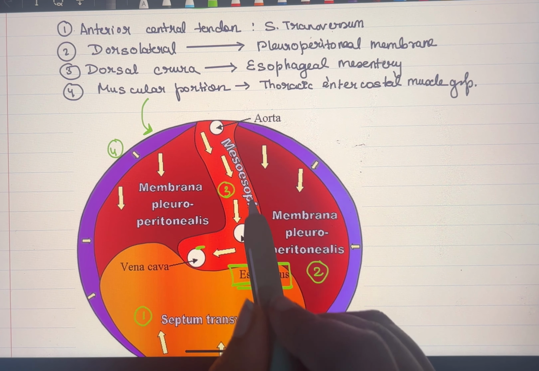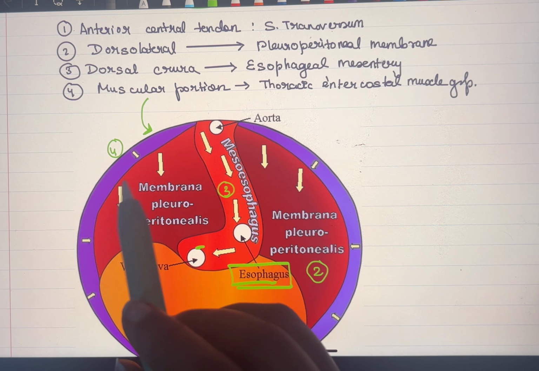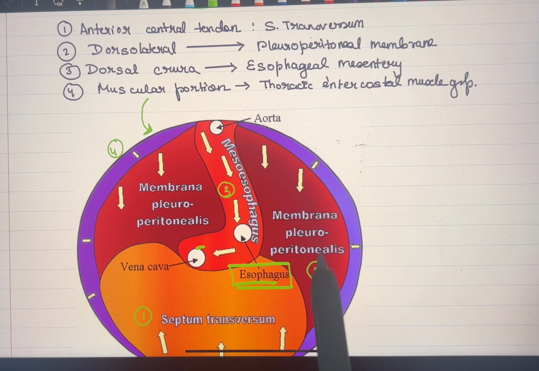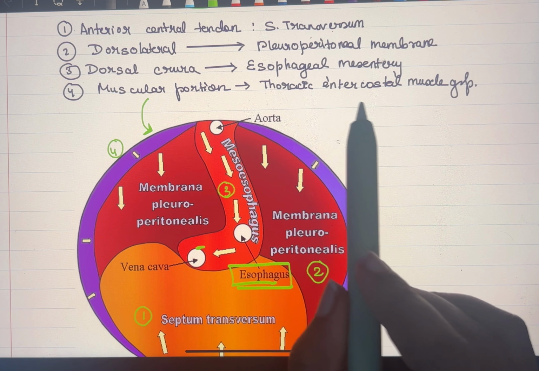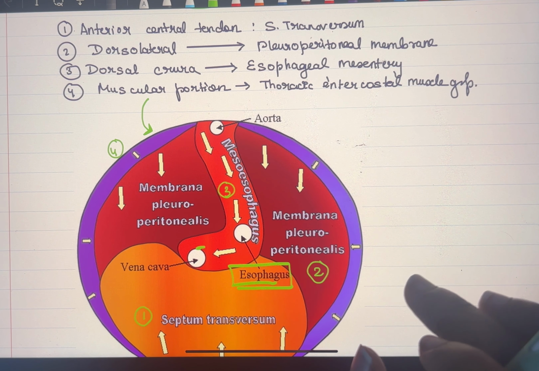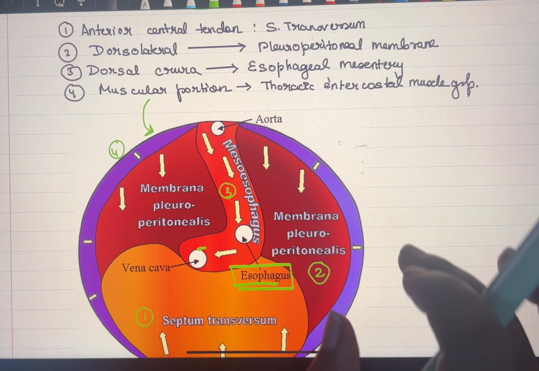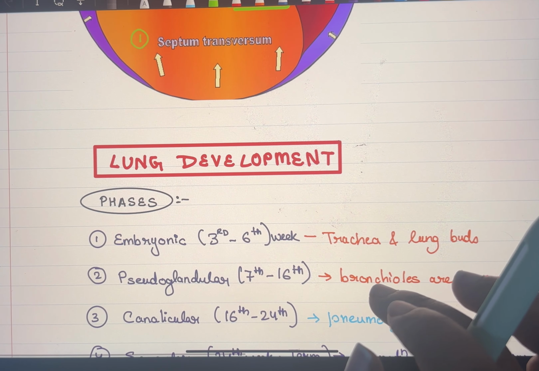From the esophageal mesentery, the dorsal crura develops. And number four is the muscular portion. This muscular portion is developed from the thoracic intercostal group of muscles. So this is the development of the diaphragm. Now we will see the development of the lung.